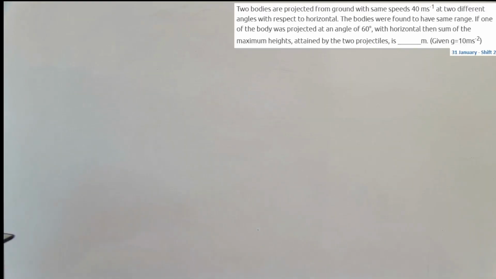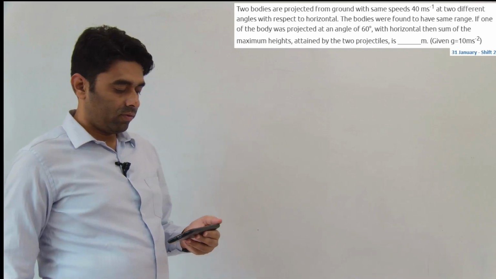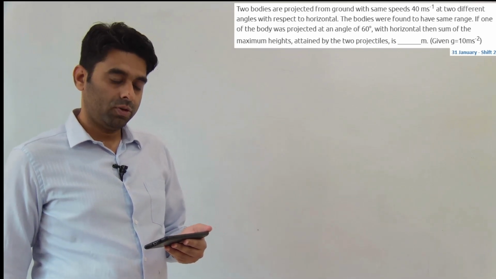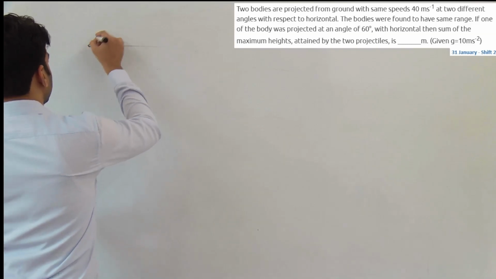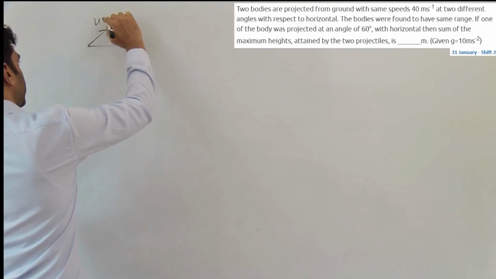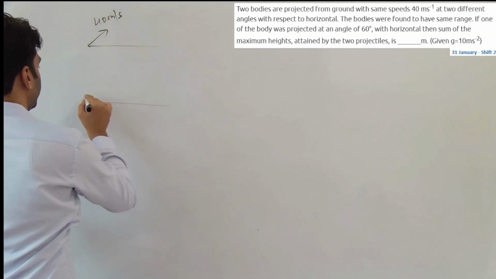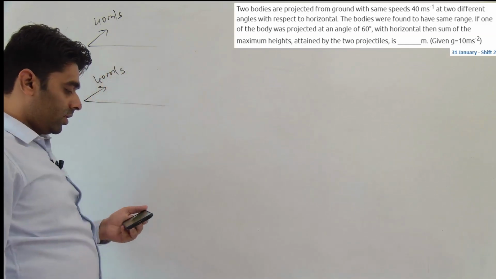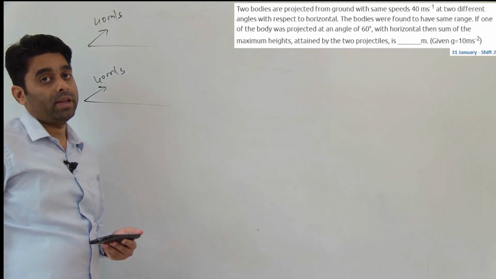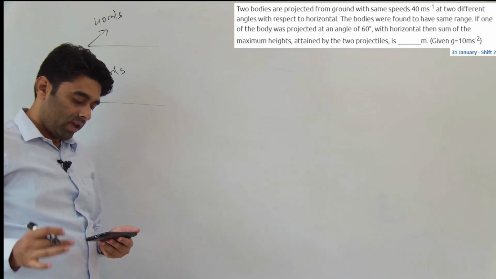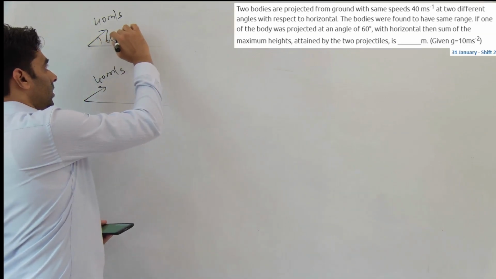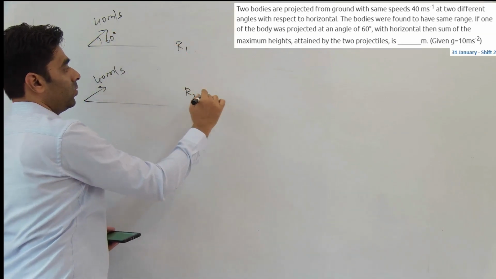Okay, beta. So our next question is, two bodies are projected from ground with same speed of 40 meter per second at two different angles with respect to horizontal. Fine. So 40 meter per second and 40 meter per second, but angles are different. The bodies were found to have same range. If one of the body was projected at an angle of 60 degree. Range are same, R1 and R2 is same.